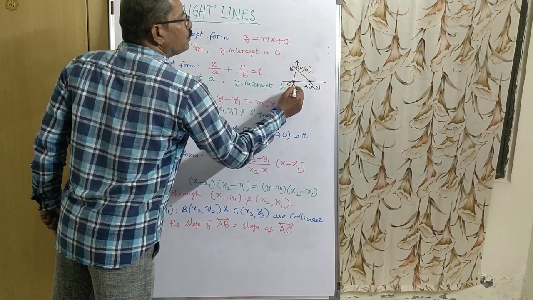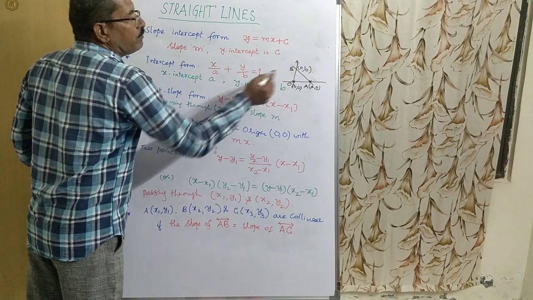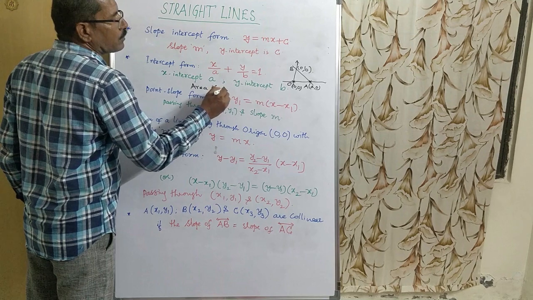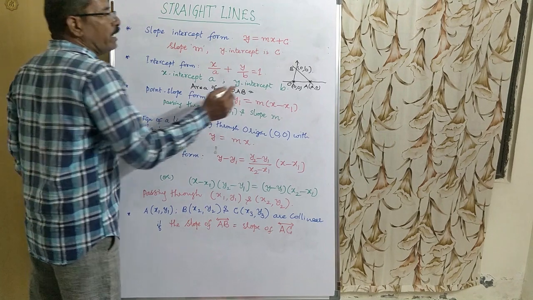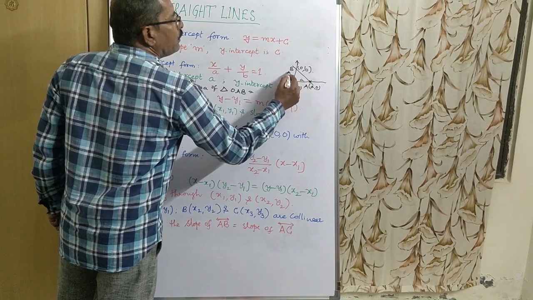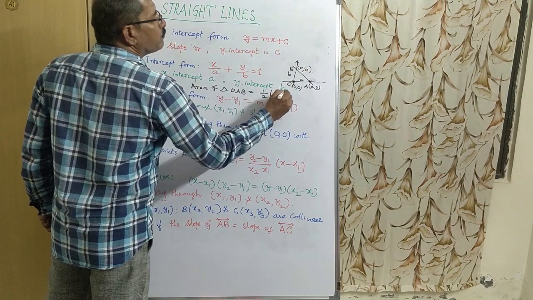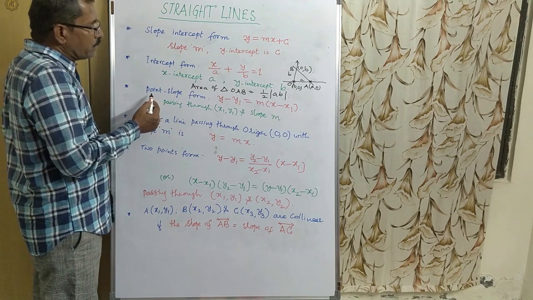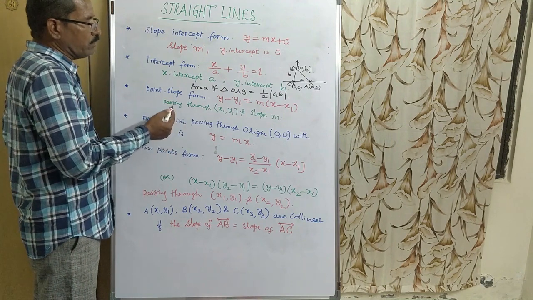Now suppose we want to find the area of this triangle. Area of triangle OAB is equal to half into base into height. So this length is A and this length is B. So this is half into the modulus of AB. Why? Because the modulus gives us the positive value for the area. Then point slope form: y minus y1 is equal to m into x minus x1. This line is passing through the point x1, y1 with slope m.